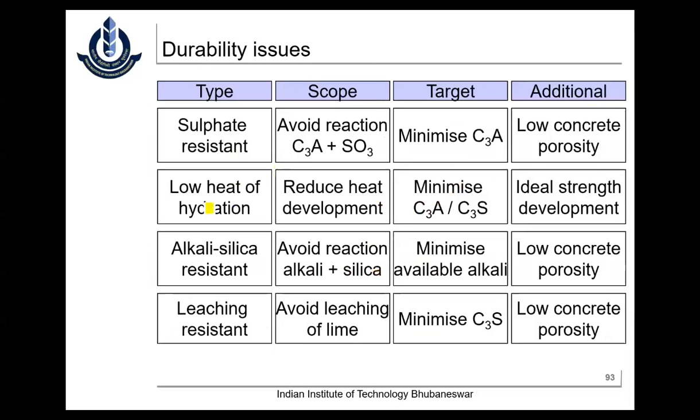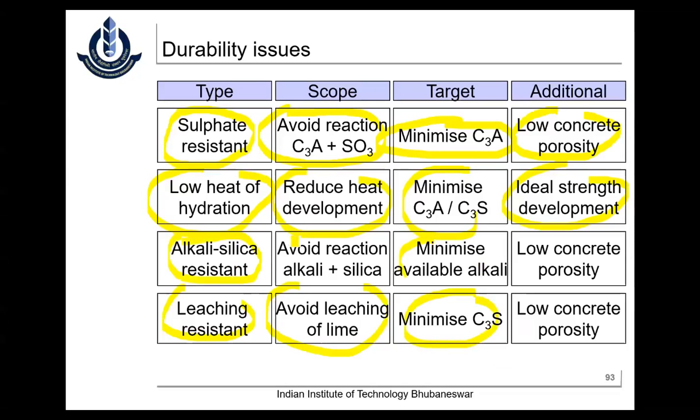For durability issues, each one has its own issue, scope and target. If you have a problem with sulfate resistance, avoid this. If you need a low heat of hydration, reduce the heat development, minimize this one. This is what people were using earlier, for each and every application, a new product: low heat Portland cement, rapid hardening Portland cement, all these cements. If you want leaching resistance, avoid leaching of lime, minimize C3S. If you want alkali silica resistance, minimize alkalis, avoid alkalis. Nowadays we don't require that much.